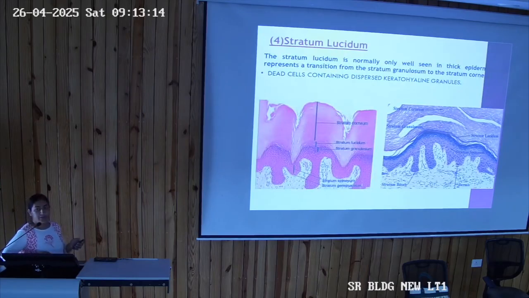Next comes the lucidum, which is not present in the thick skin but present in the thin skin. What the lucidum looks like is a clear layer. You cannot see anything in this. You will see a clear layer above the granulosum. This clear layer above the granulosum and below the corneum is the lucidum, which is clear because the dead cells containing the dispersed keratohyalin granules are present.